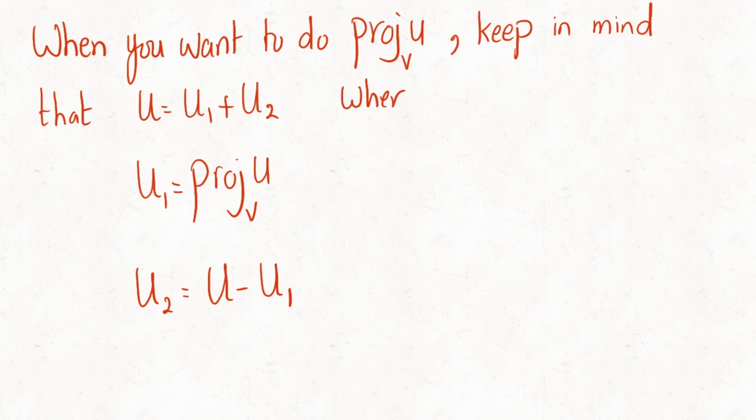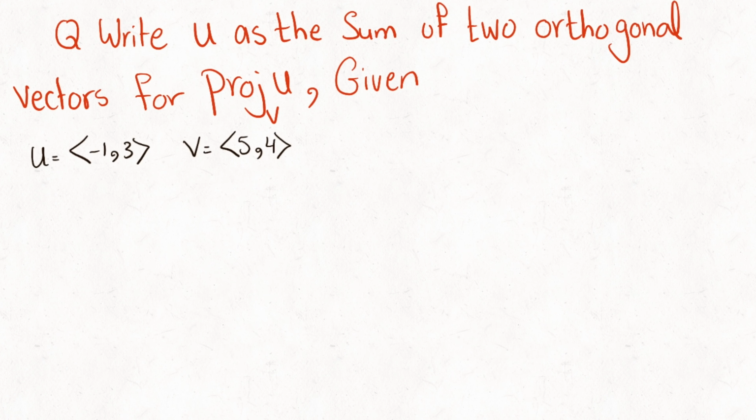Okay, now you can write the vector u as the sum of two vectors, and one of them will be the projection of u onto v. The other one is u minus the projection. Now, take the following example. Find the projection and then write u as the sum of two orthogonal vectors.